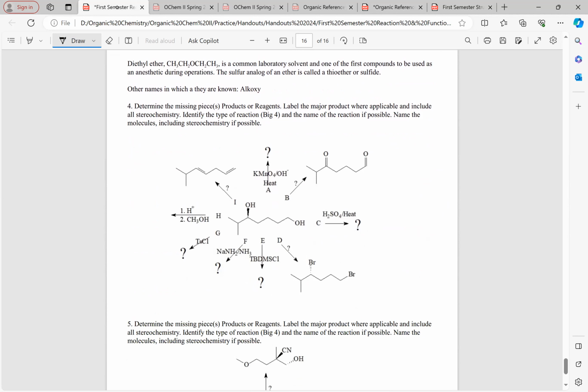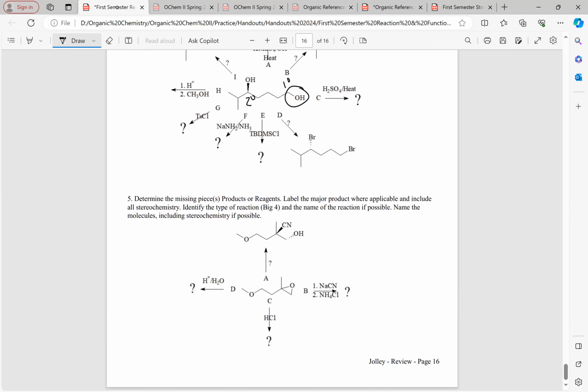And last but not least, here is your alcohol. Okay, so I gave you a primary alcohol and I gave you a secondary alcohol. And then for your ethers and epoxides, there weren't very many variations. So those are your practice problems for them. And that ends our review of the first semester.